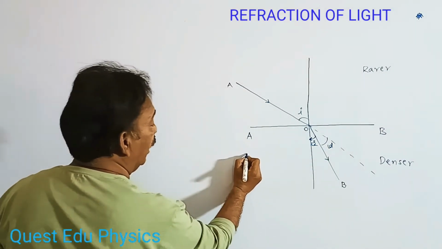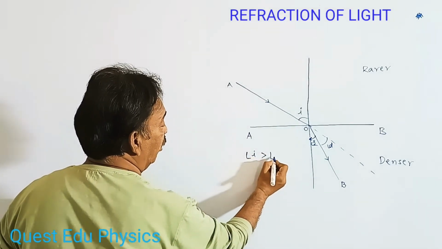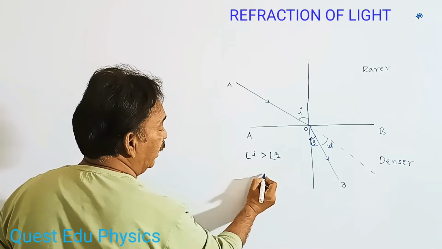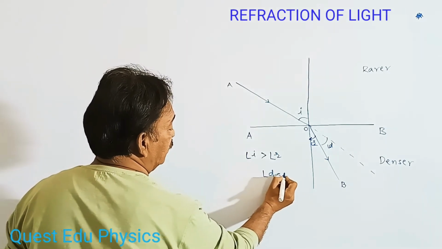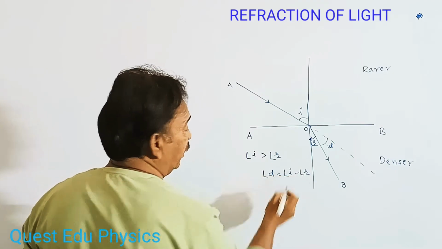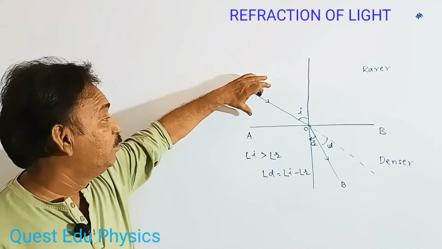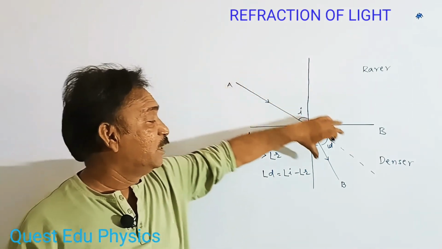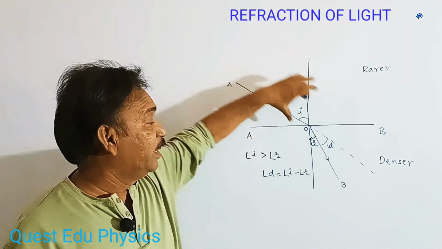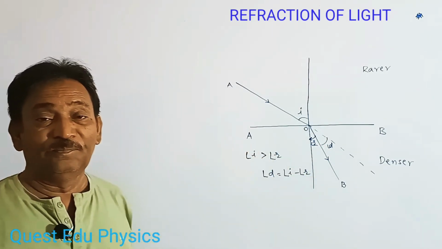Then angle I is greater than angle R. Similarly, the angle of deviation is the difference of the angle of incidence and the angle of refraction. You have to remember that when light passes from rarer to denser medium, the refracted ray bends towards the normal.